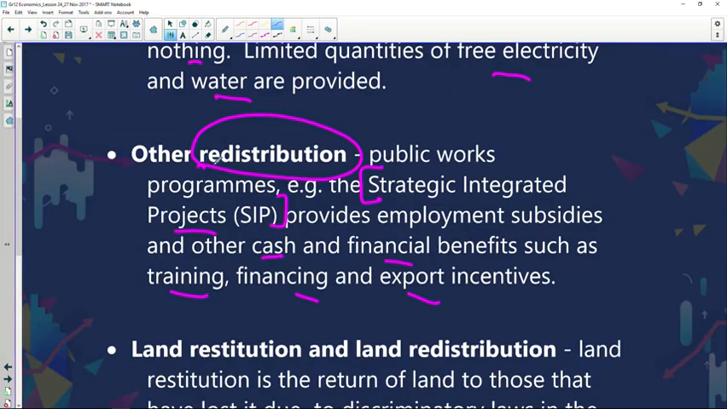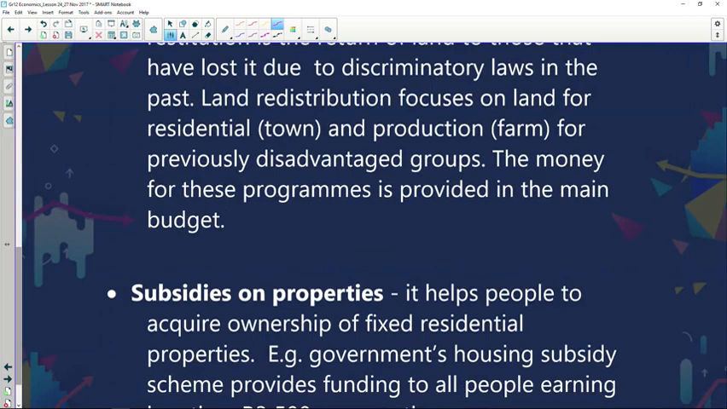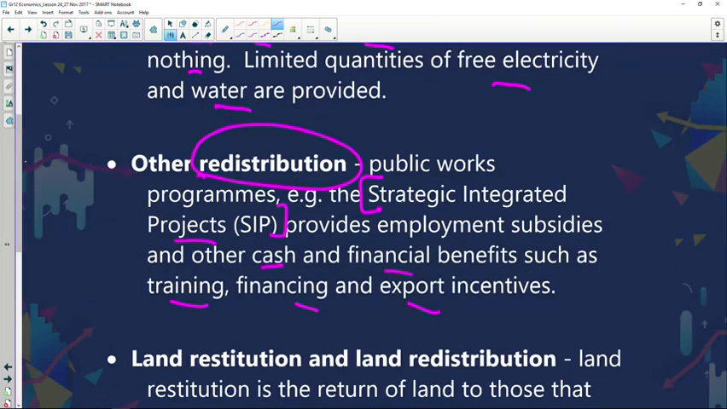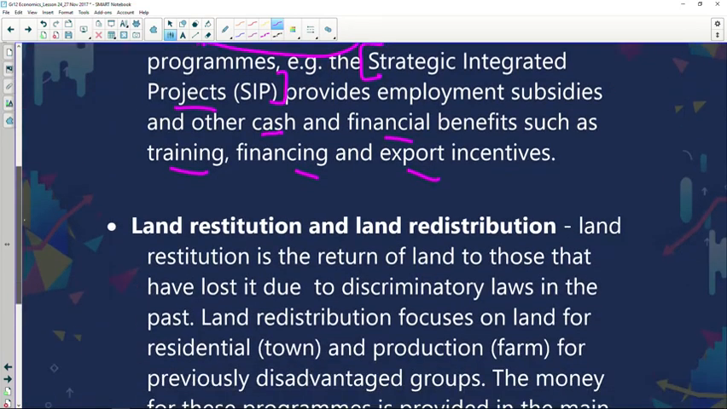And then the issue of the land restitution and also the land redistribution, that is also part of the fiscal policy because it is a government mandate in order to ensure that there is the redistribution in terms of land and natural resources. So land restitution and land redistribution. So I'm just going to underline the two concepts so that we've got them and we can see them.